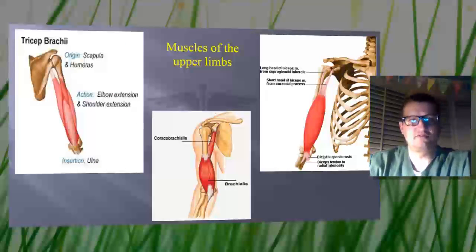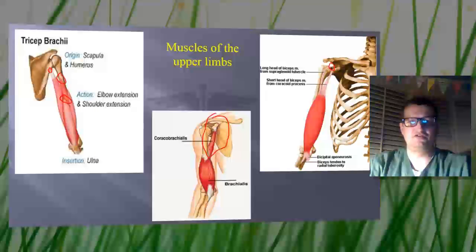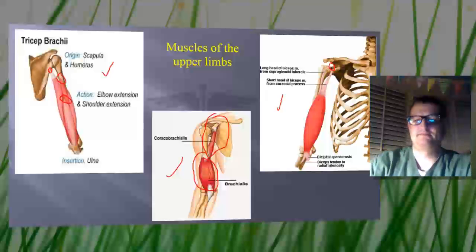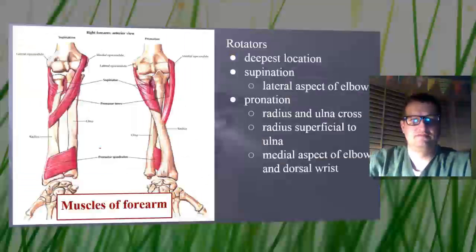The muscles of the upper limb are shown here. This is an anterior view, so you have the coracobrachialis that goes from the coracoid process of the scapula down to the inner aspect of the humerus. And then the brachialis goes from the humerus down to the ulna, and is shown here. These lie deep to the biceps brachii. So anterior muscles are here and here. Posterior muscle is here. And you can see those here.